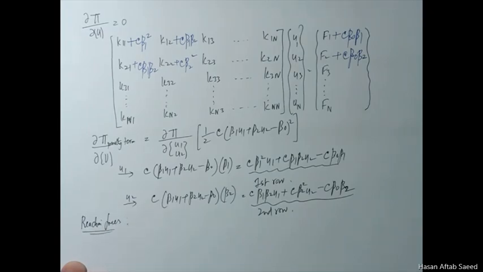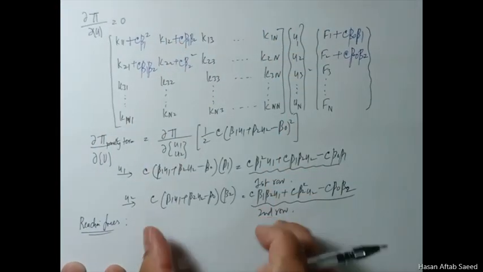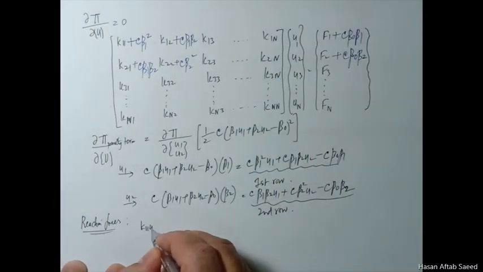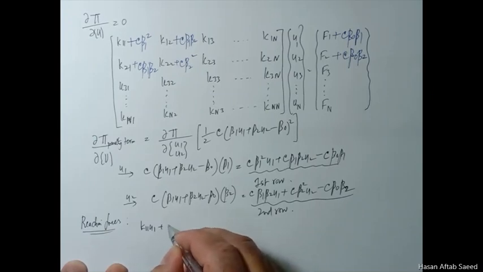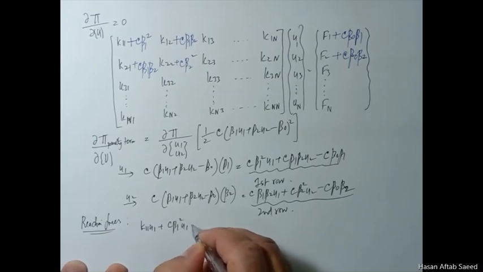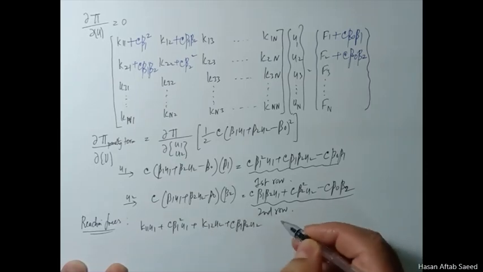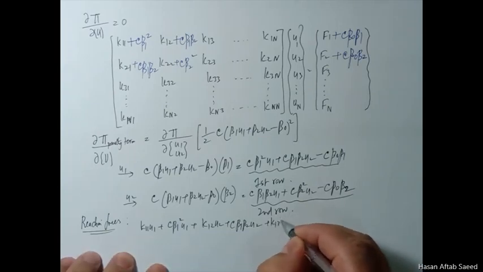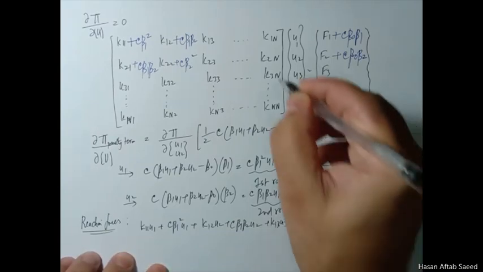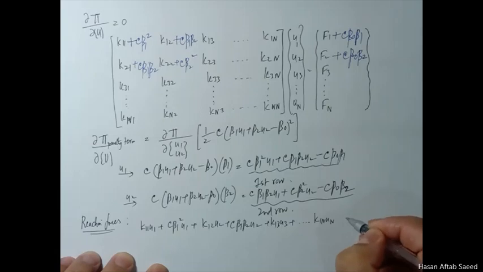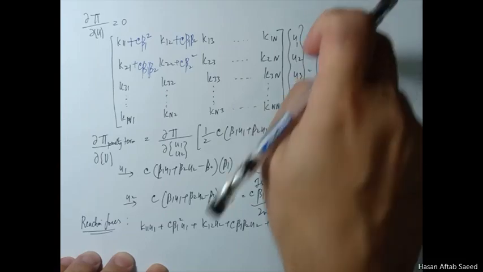For reaction forces, let's write the first two equations separately. Let's open these matrices. K11 u1 plus c beta 1 square u1 plus k12 u2 plus c beta 1 beta 2 u2 plus k13 u3 all the way till k1n un is equal to f1 plus c beta naught beta 1. This is the first equation.